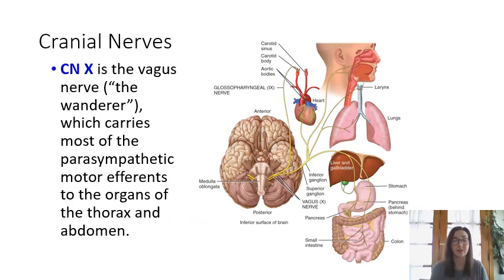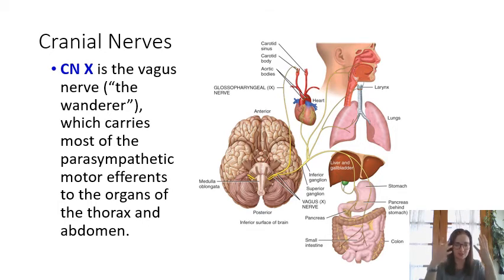All right, and then cranial nerve 10. So this one's going to be a little bit different than most of the other ones. You might have noticed the pattern so far with these cranial nerves is that they tend to innervate things in the head, and they tend to be associated with some of your special senses like smelling, sight, hearing, balance. Cranial nerve 10 is sort of the exception to this. So it's also called the vagus nerve.